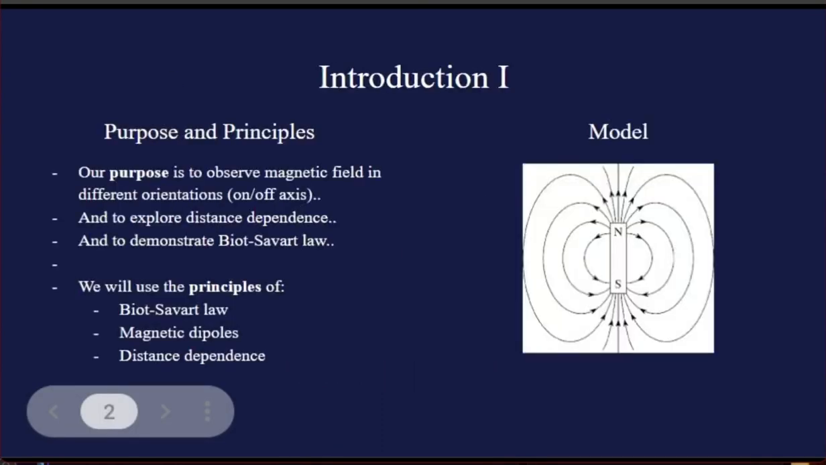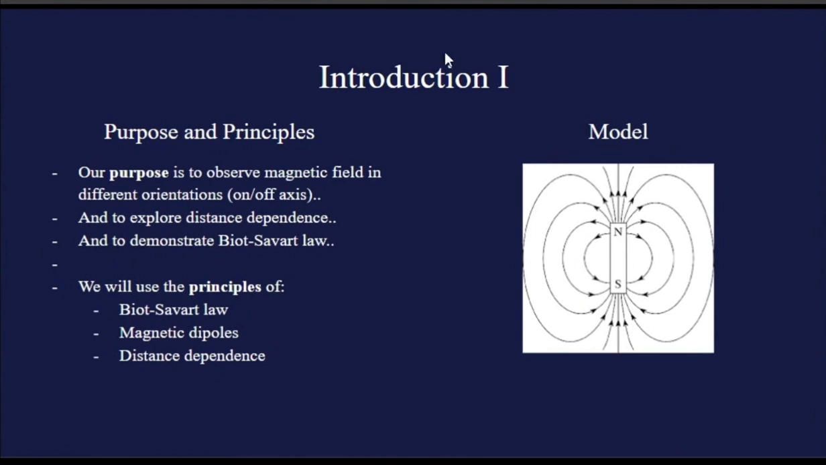Our purpose in this lab was to observe magnetic field in different orientations such as on or off axis. We also wanted to explore how magnetic field depends on distance and to demonstrate the Biot-Savart law. We will use the principles of the Biot-Savart law, magnetic dipoles, and distance dependence in this lab. And here's just a picture of a magnetic dipole with the magnetic field lines.